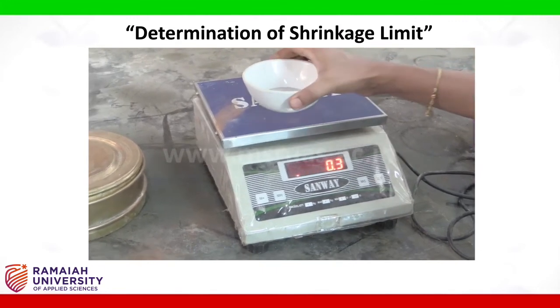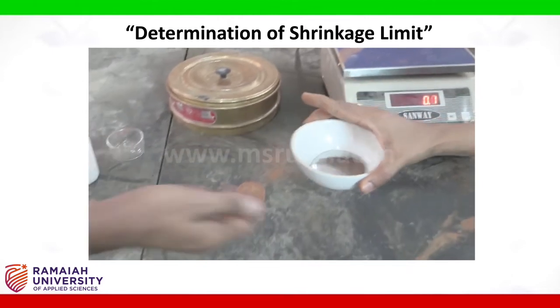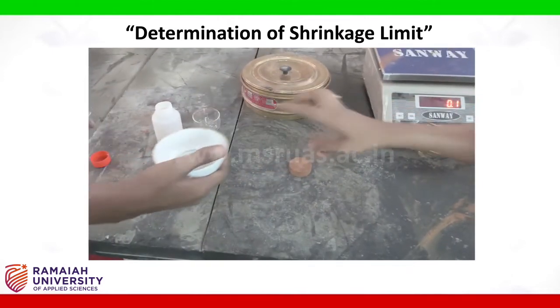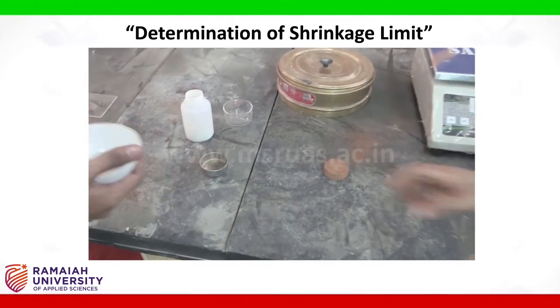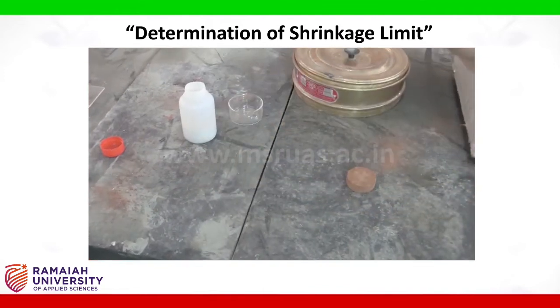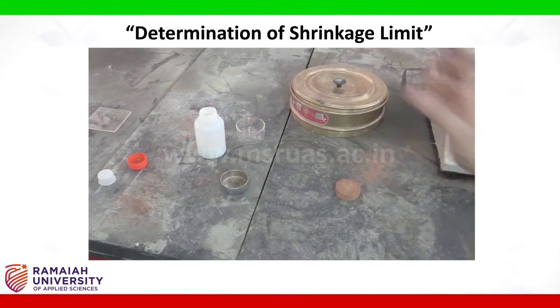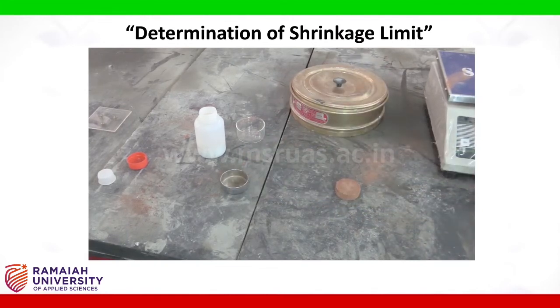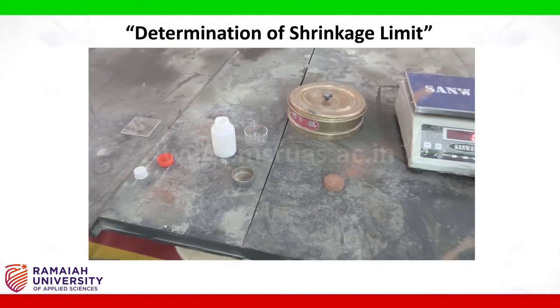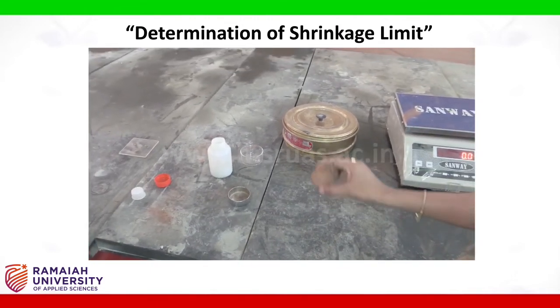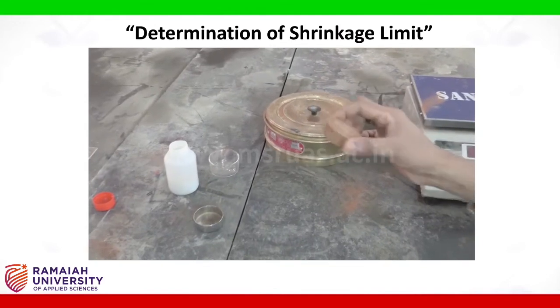Now if we know the weight of the mercury, dividing the weight by the density of mercury, we will get the volume of this shrinkage dish. That volume will be equal to the initial volume of the wet soil pat. The next step is to determine the volume of this dry pat.